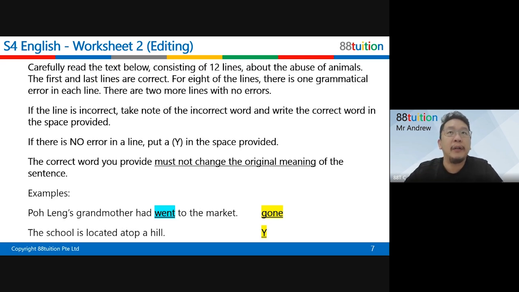Okay, editing for today, it'll be a short text about the abuse of animals. The first and last lines are correct. For 8 of the lines, there's 1 grammatical error in each line. There are 2 more lines with no errors. Standard set of instructions for editing. Just that our task, you will see online, is a bit different.